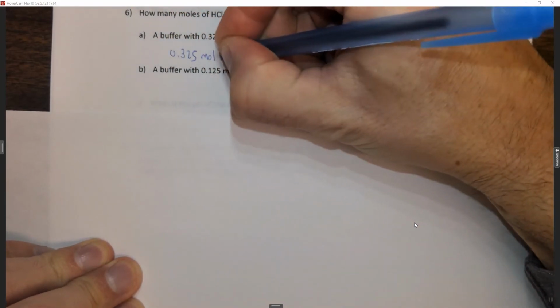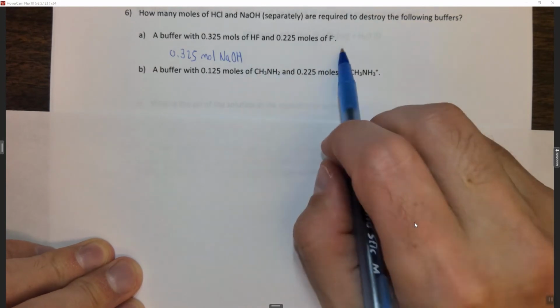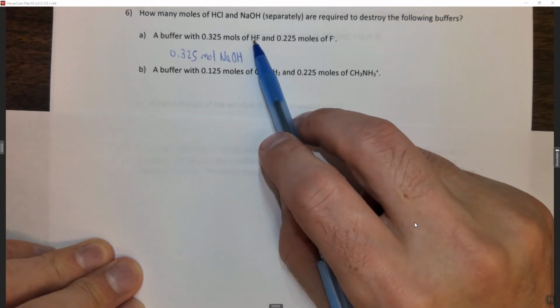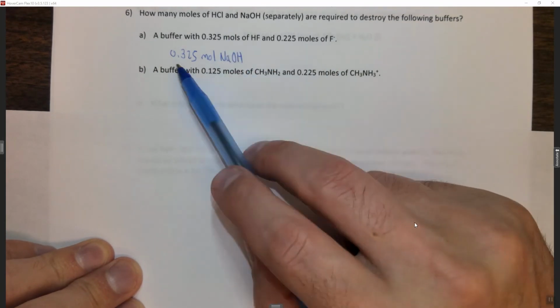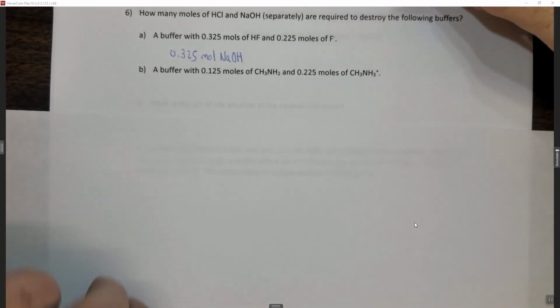So if we look here, if we have 0.325 moles of HF, if we were to add 0.325 moles of NaOH, that would turn all of this HF into F minus. If you have no more HF, it's not a buffer anymore. So buffers are not infinitely able to buffer. You would need to have a range where if you add too much, you'll either use up all of the weak acid or all of its conjugate base in this example.